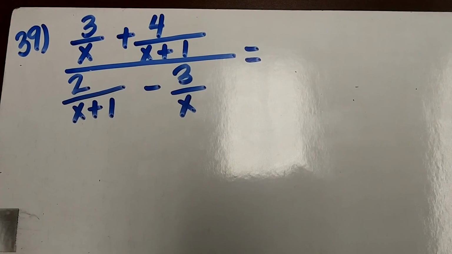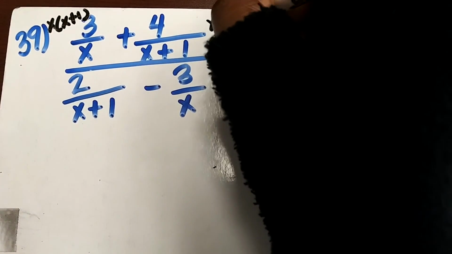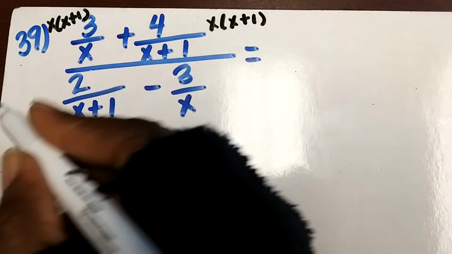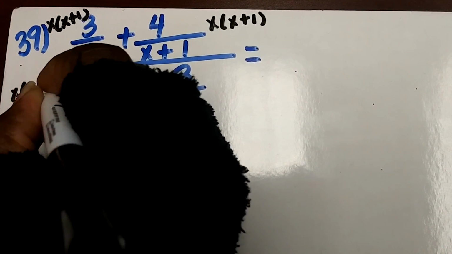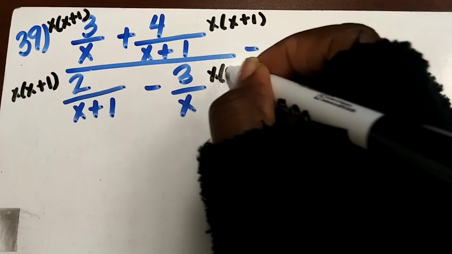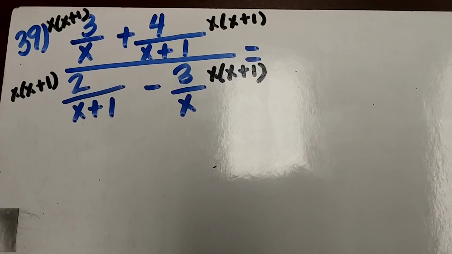So for each little section, multiply it by x times x plus 1. And it's going to get a little interesting trying to fill it all in. So I'm going to say x times x plus 1. Make sure you leave some space so you can fill everything in. x times x plus 1, x times x plus 1, and then x times x plus 1. And start canceling out.